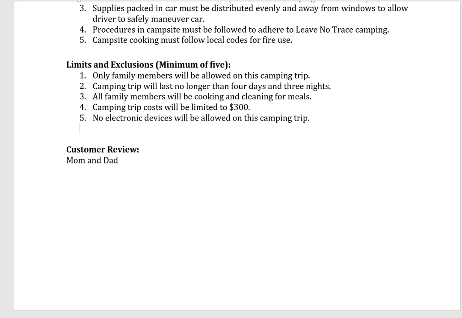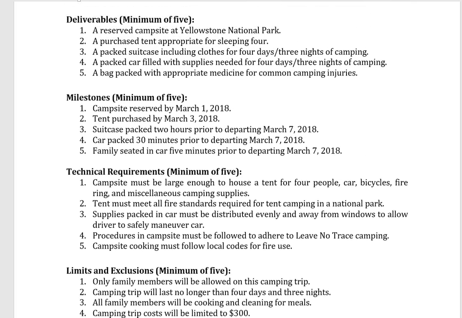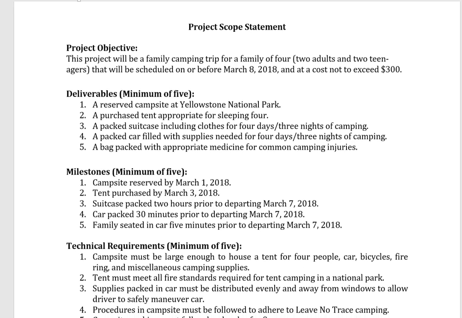The last section then is the customer review. And in this case, it's mom and dad. It could be someone who is overseeing the project. That's really what we want there. So that is a sample of a preliminary scope statement for our project.